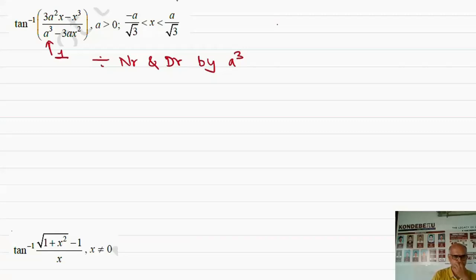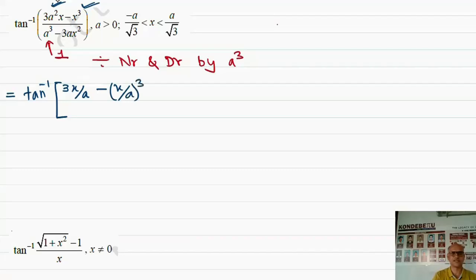So now if you divide numerator and denominator by a cube, the given expression will be tan inverse into bracket. If you divide the first term by a cube, a square cancels, you will have 3x by a. If you divide the second term x cube by a cube, you will have minus x by a bracket cube. If you divide here, a cube cancels, here 1. Similarly, if you divide 3a x square by a cube, one a gets cancelled, you will have 3 into x by a bracket square. Clear? 3 into x by a bracket square.